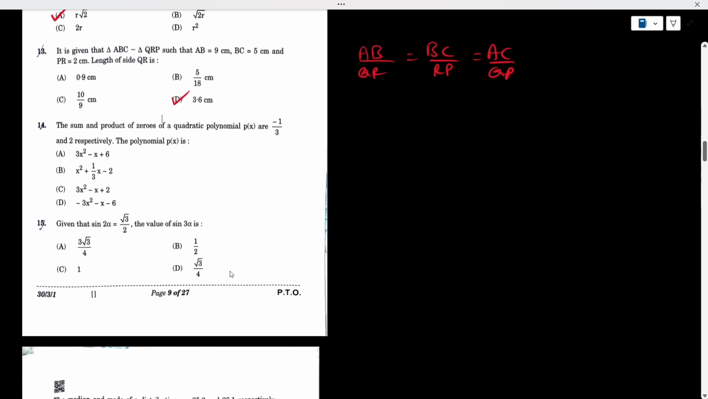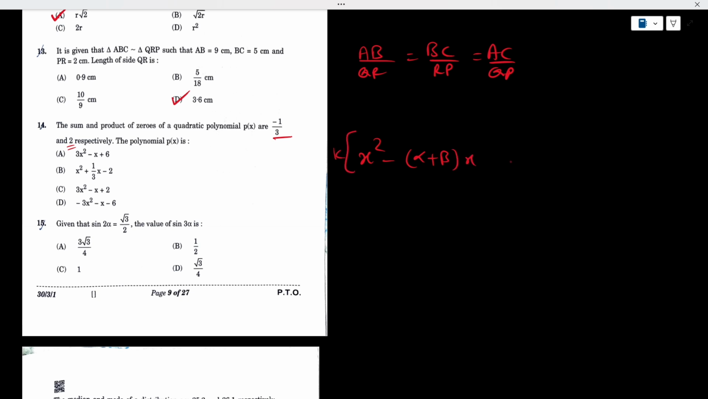Next question is from quadratic polynomials. The sum and product are given as minus 1 by 3 and 2 respectively. You know the formula is x square minus (alpha plus beta) times x plus alpha beta. This is the way you get the quadratic polynomial. If you solve it, you must get the answer as D. One thing here: when you are solving, you will get x square plus x plus 6, and the minus sign can be taken common, so every term will become negative.